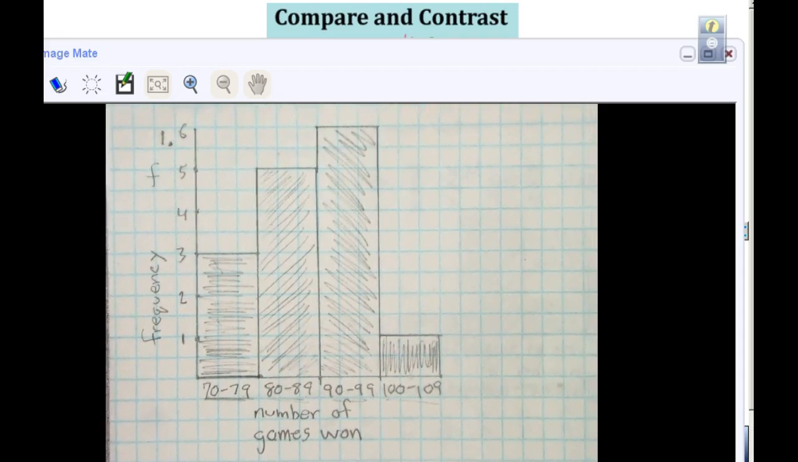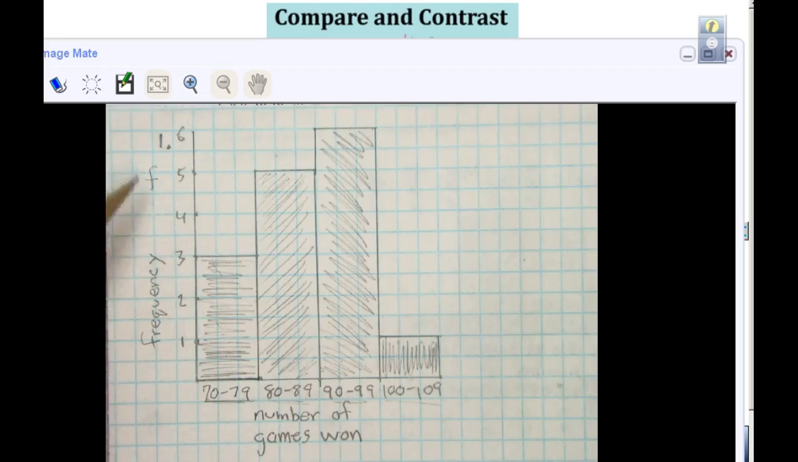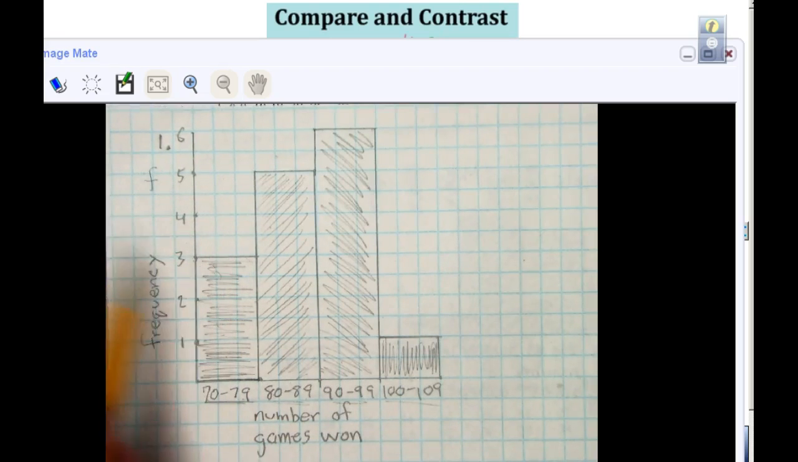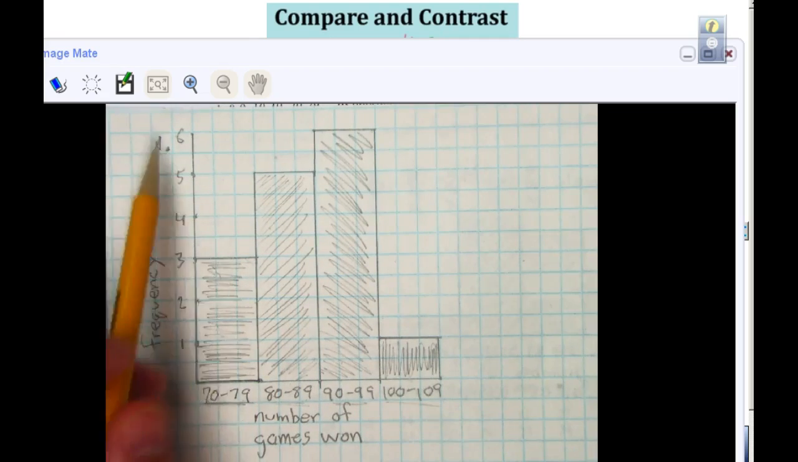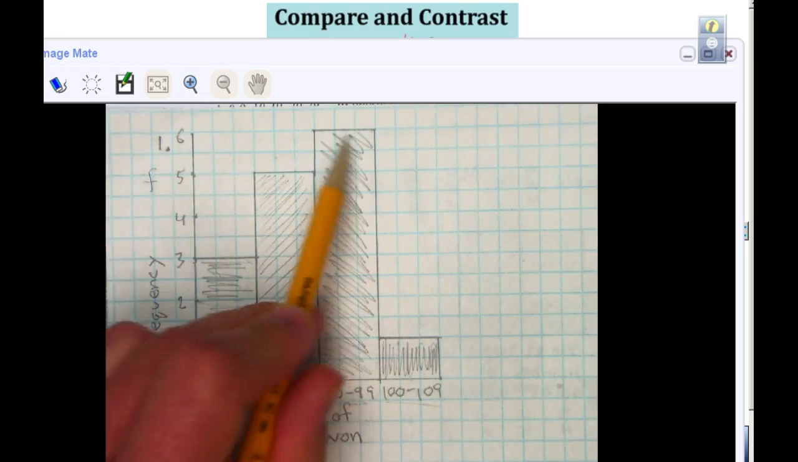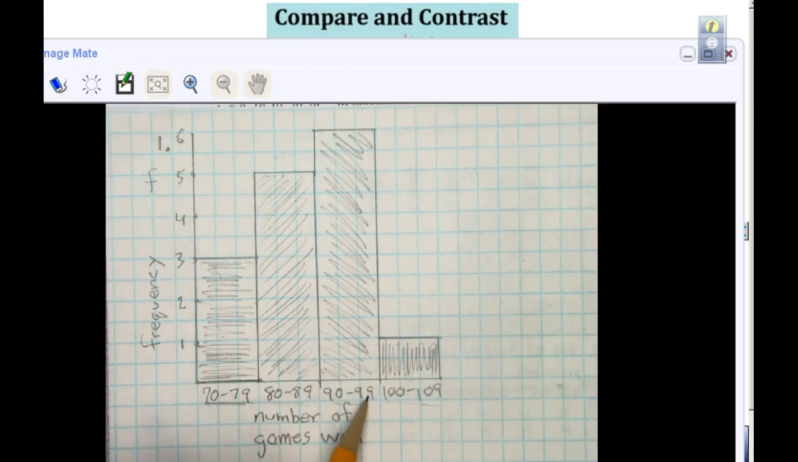So that looks a lot better, a lot clearer. Okay, this is the number of games won and how many they won. So they won 3 different times. They won 3 games that's 70 to 79 wins. 5 different times they had 80 to 89 wins. 6 different times they had 90 to 99 wins, and 1 time they had 100 to 109 wins.